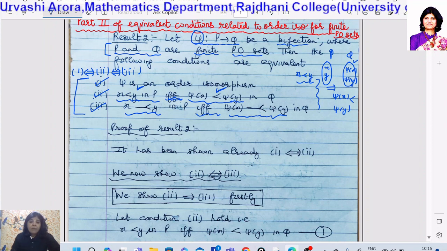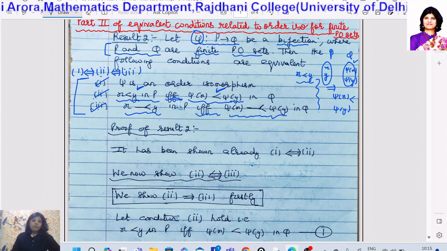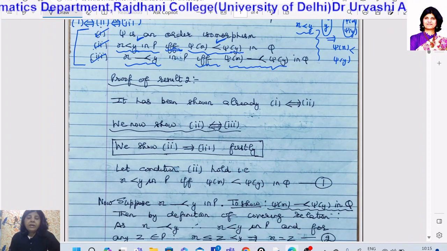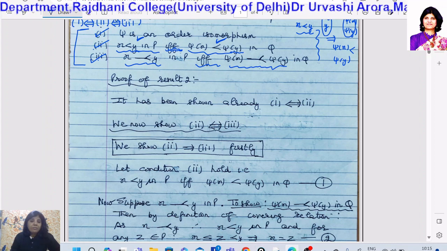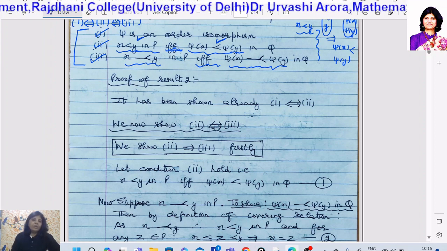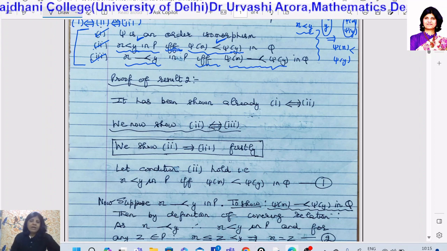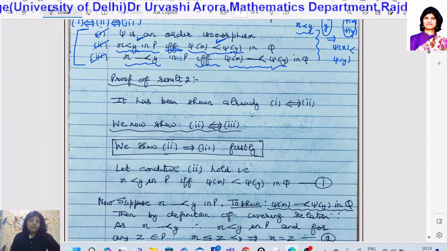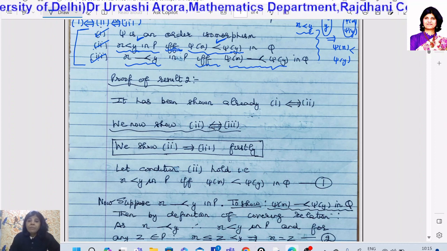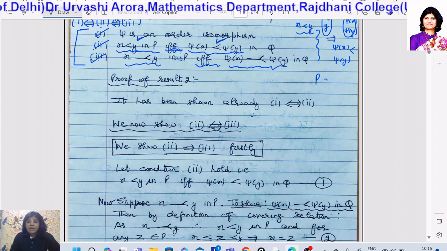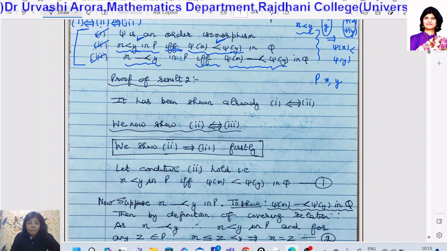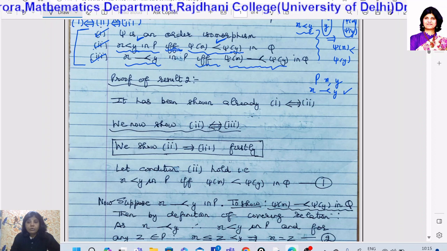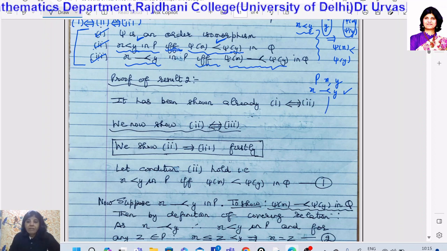Now, as far as the definition of covering relation is concerned, I have already explained what you mean by saying that an element is covered by another element in a PO set in my earlier videos, but just for the sake of this video, let me recall the definition of covering relation once again. If you are in a PO set P and if X and Y are two elements in P, then you say that X is covered by Y if two conditions happen.